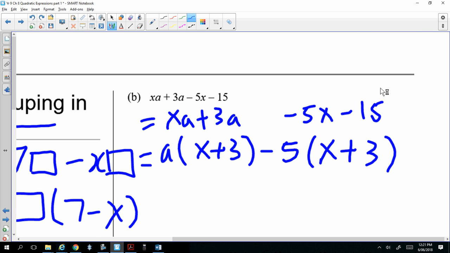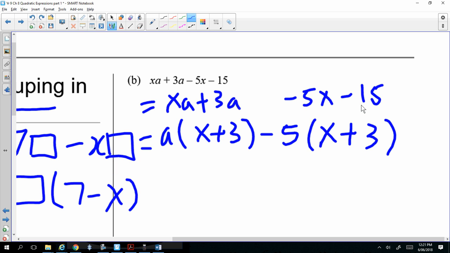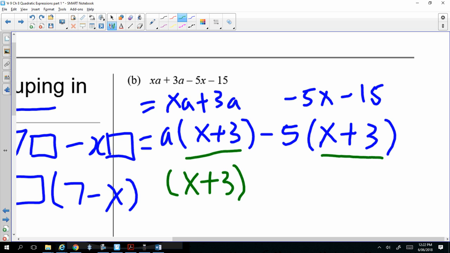Now what do you notice is common? X plus 3, let's take them out. X plus 3 is common. Take out the x plus 3. And then, what goes inside the second bracket? A minus 5. Because that's a minus, you put minus 5. That's it. That's done.